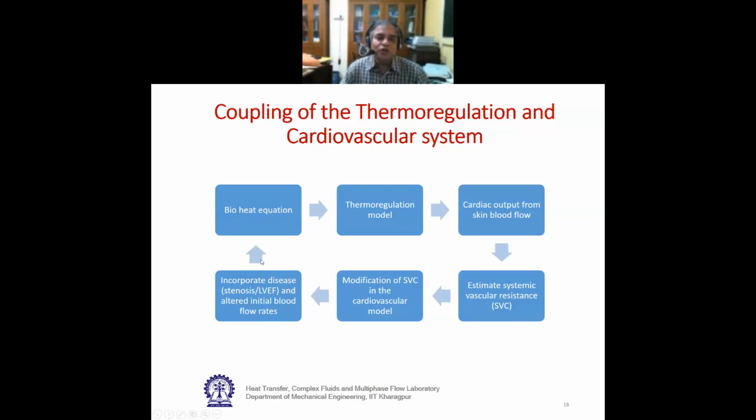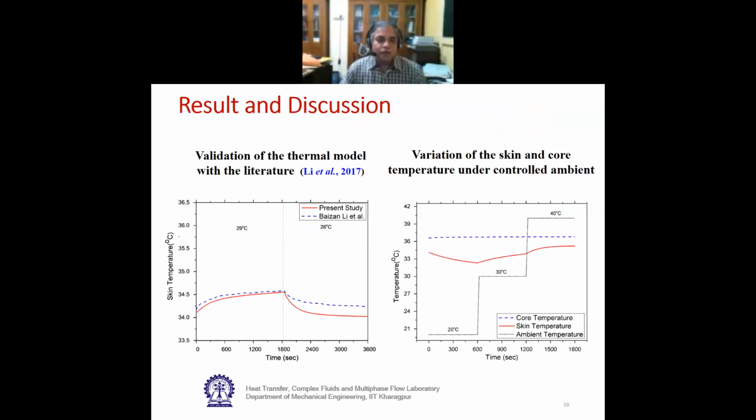So its output will go to the bioheat equation. And with this coupling, we will be able to get the temperature at different parts of the body, and also we will be able to get the blood flow rate through different layers of the body. Now, some results we can see.